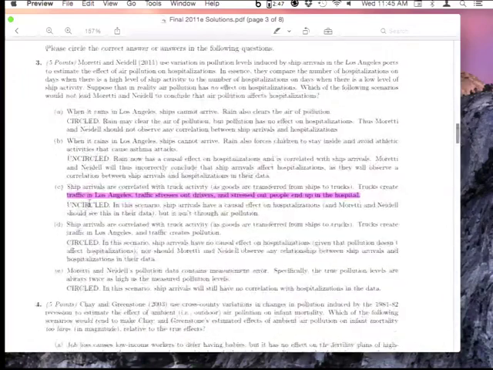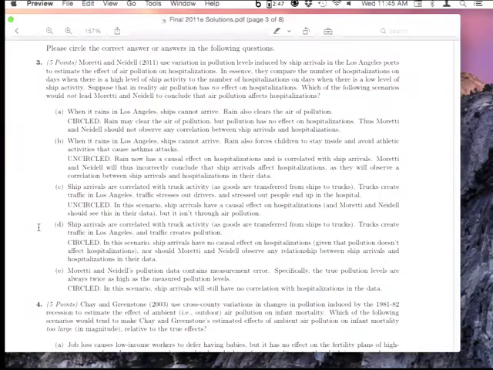The third one says ship arrivals are correlated with truck activity as goods are transferred from ships. The trucks create traffic in Los Angeles, which stresses out the drivers, and then the stressed out drivers end up in the hospital. So this again is a factor that is going to be correlated with ship activity and is also going to be correlated with hospitalizations, because these trucks create additional traffic that eventually causes people to end up in the hospital. So this scenario could in fact cause a bias in your estimate, because it's a factor that's correlated with the ship activity and also generates hospitalizations. So that one again is uncircled, because uncircled corresponds to bias and circled corresponds to unbiased.